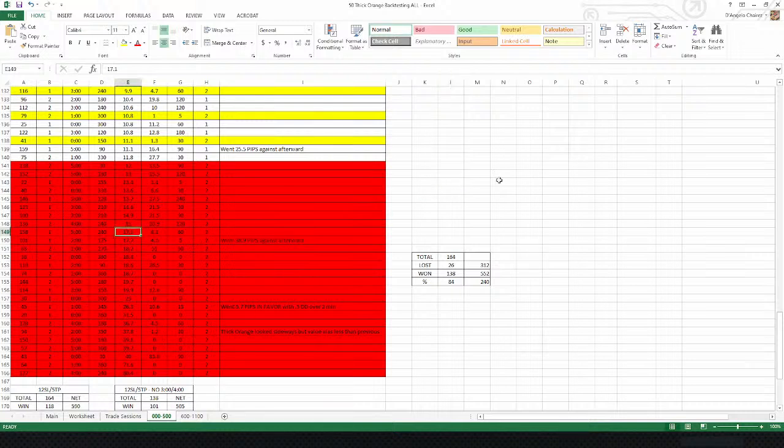However, if we use that 17, and so let me break this down for you. We have 164 trades right here. So 164 trades, and if we had 18 losers, then we would have 146 winners, and that would be 89, so almost 90%, right?